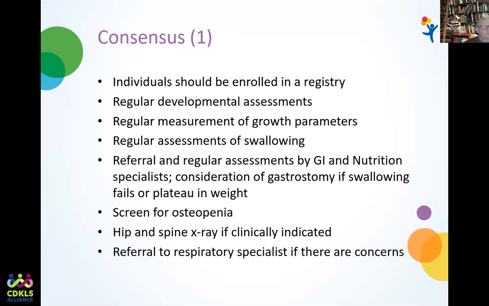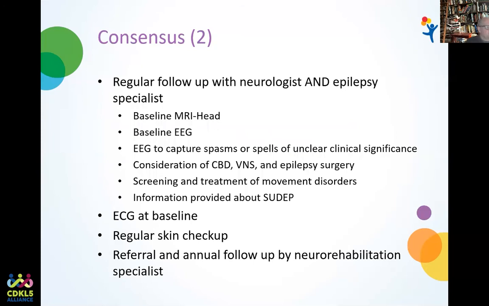There should be referral to a respiratory specialist if there are concerns about breathing and breathing function. There should be regular follow-up with a neurologist and epilepsy specialist. Some of these evaluations should include a baseline evaluation of an MRI of the head, baseline EEG. Future EEGs should be performed to capture spasms or spells of unclear clinical significance. There should be consideration of CBD, vagal nerve stimulator, and epilepsy surgery.